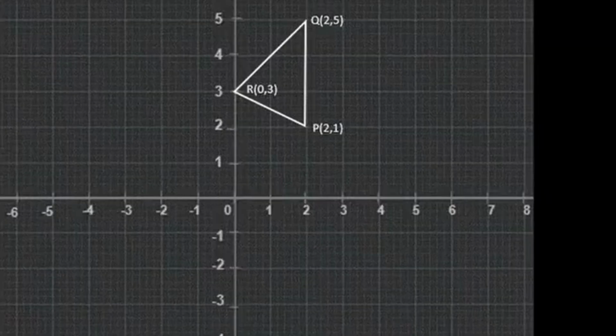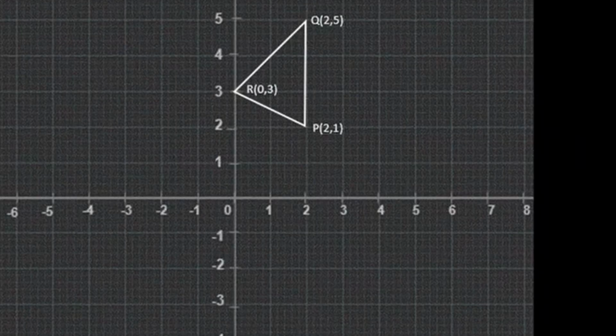So question number 6 is a transformation problem, and here we're showing a triangle PQR, and we have identified the coordinates of the vertices P, Q and R. So if we reflect this triangle in the line y is equal to 1, so let's just identify what y is equal to 1 is. So y is equal to 1 is a line parallel to the x-axis.